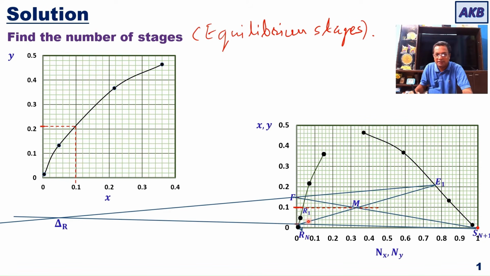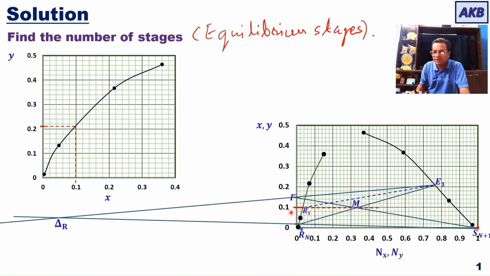Now R1, the x that is used to locate R1, is in equilibrium with the y that is used to locate E1. So that means these x and y are in equilibrium with each other. Therefore points R1 and E1 will be connected by a tie line. This blue dashed line is the tie line that connects R1 and E1. Why are we connecting the two points with a tie line? Because the compositions that are represented by these points are in equilibrium with each other.